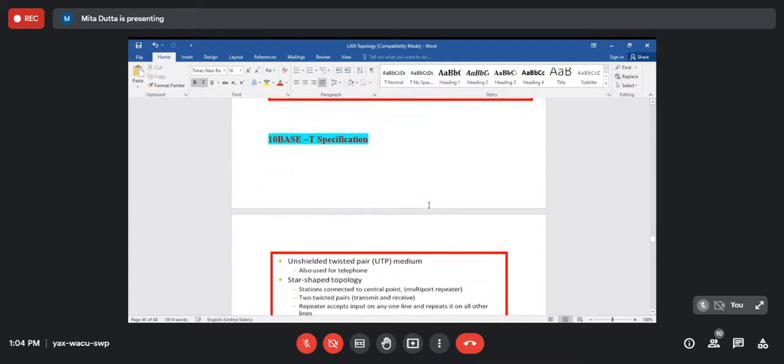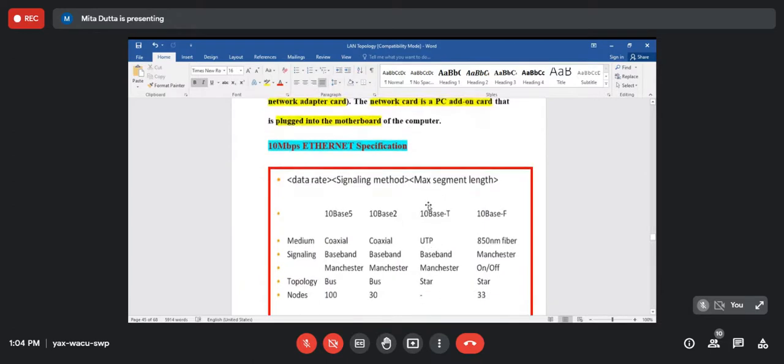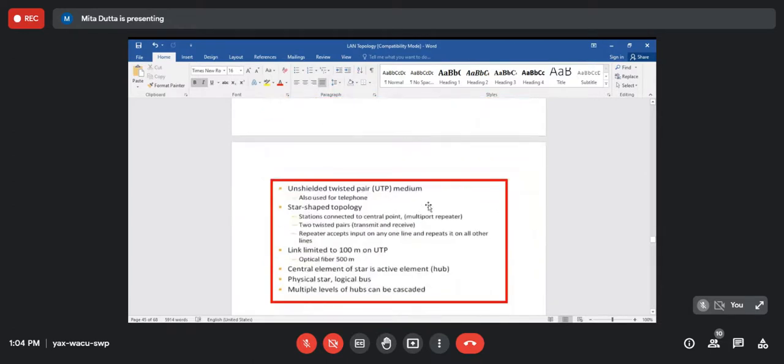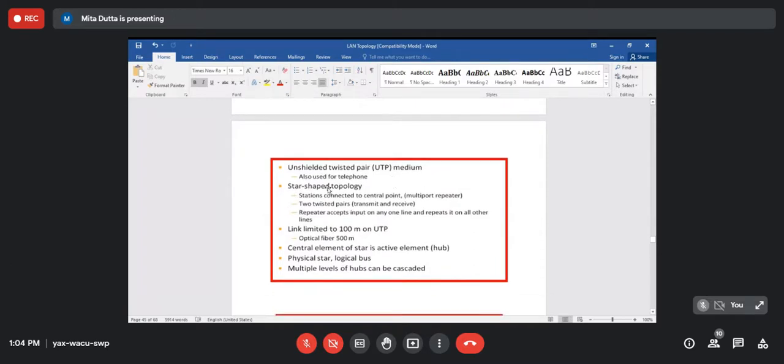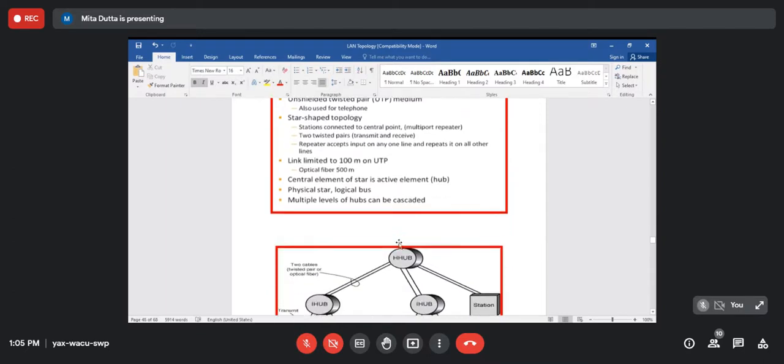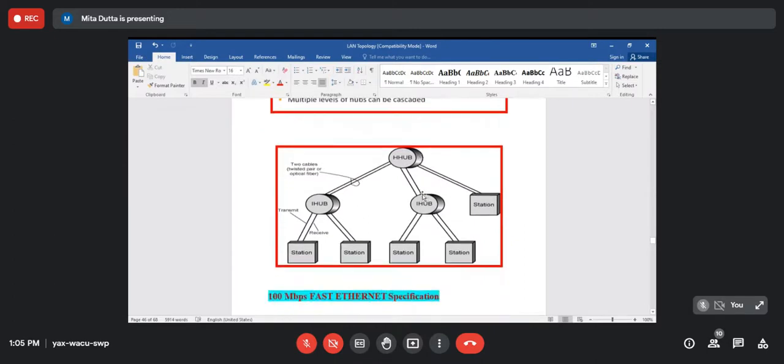Then we have the 10 base T specifications. This is 10 Mbps, unshielded twisted pair, star-shaped topology, with the link limited to 100 meters on UTP. If it is optical fiber, 500 meters. Here multiple levels of hubs can be cascaded. So these stations are connected to this hub, and these 3 hubs together with the stations can be connected to a higher hub. This is lower, and this is higher. There are multiple levels, and this is level 1, say the highest level.